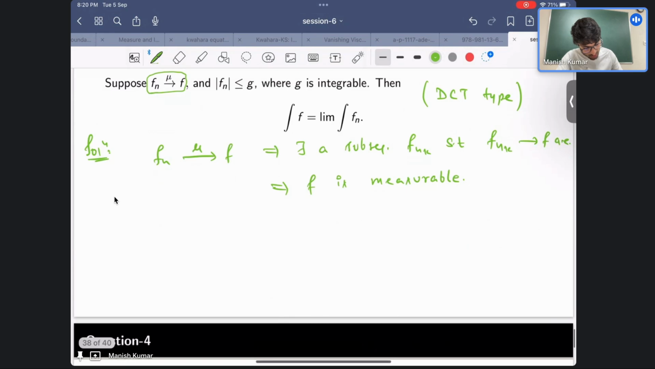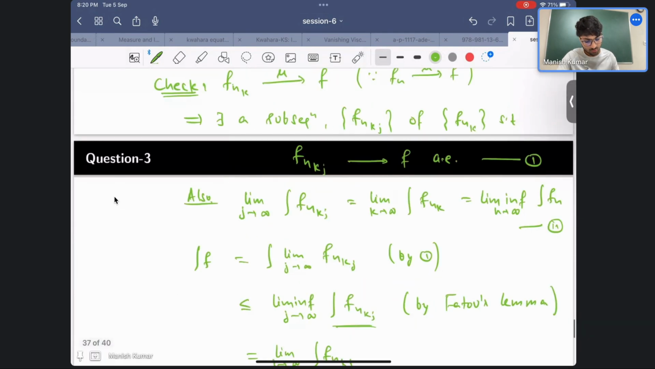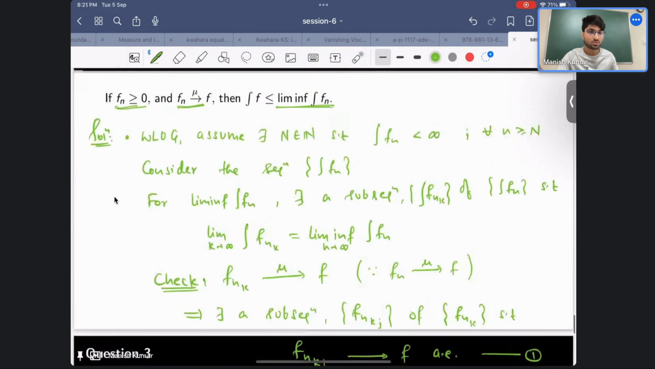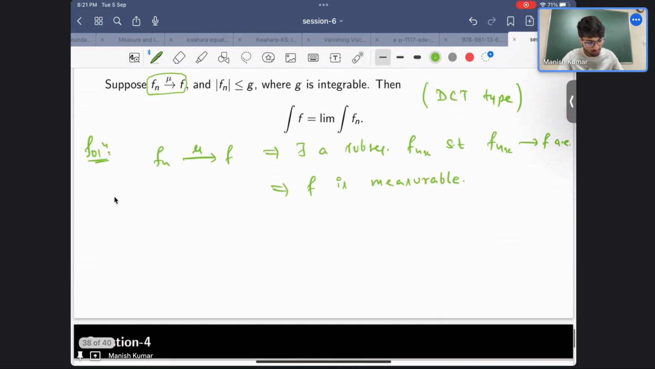The proof is basically the same as how we proved the DCT. While proving the DCT, we used Fatou's lemma. The moment we use Fatou's lemma, instead of that Fatou's lemma, we'll use this one. So the proof is nothing but the same as the DCT proof. From here we got that f is measurable.